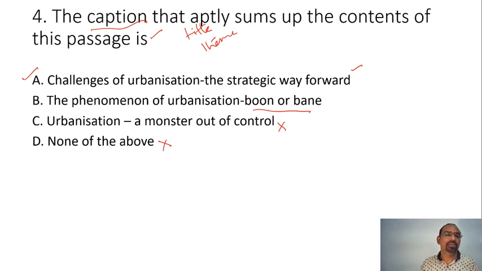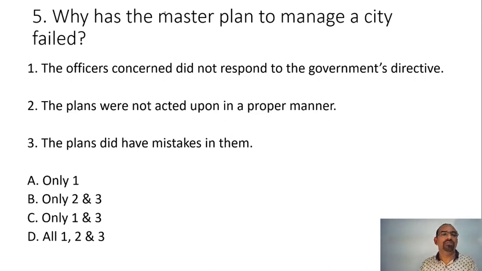Urbanization, a monster out of control. Nowhere in the passage is such a sentence said. The phenomenon of urbanization, boon or bane. Nowhere it is said. Challenges of urbanization, the strategic way forward. What is the strategic way the passage suggests? The UN Habitat report. So A is the right answer. You have to analyze the entire passage to get this answer. Come to the fifth question.